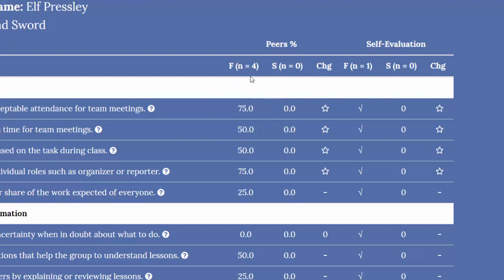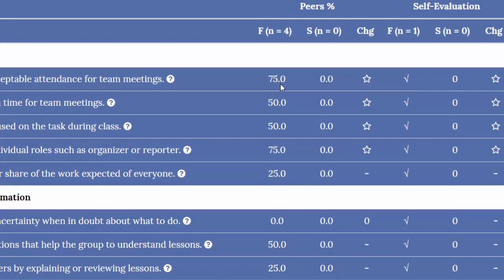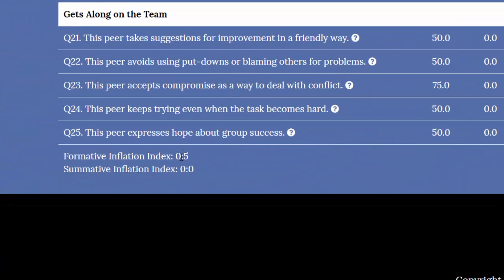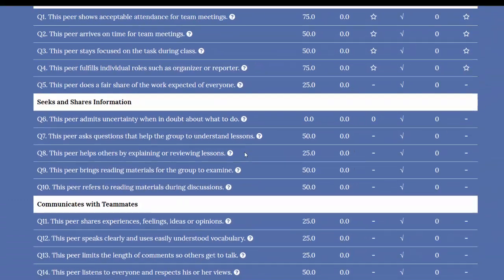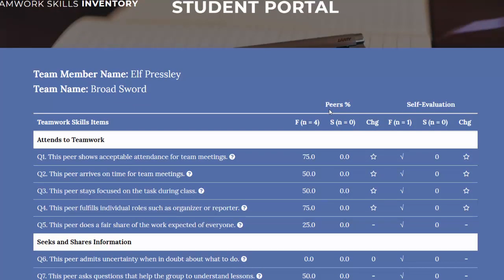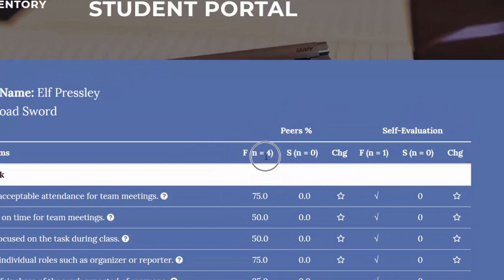You see here simply that the number of peers in his team was 4. Okay? There are 5 people in the group, as you see here in the formative inflation index. It always lists the full number of team members, but here we're only showing the number of peers. That does not include the person, Elf Presley. We're only looking at his peers.